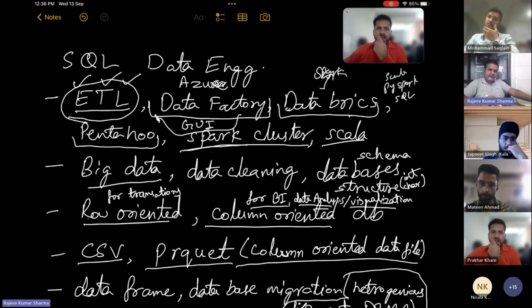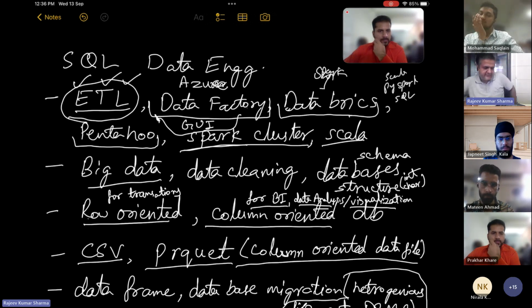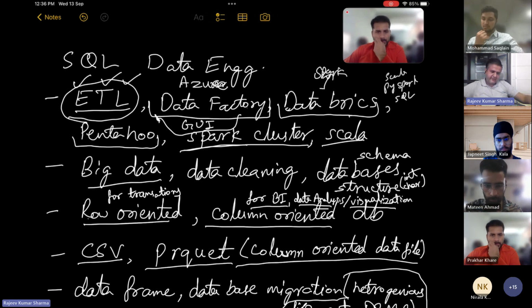Now you understood the whole terminology here: what ETL is, what Data Factory is, what Databricks is, what GUI is. Could any one of you write down these terminologies I told you to Google in the chat itself, so that others can also benefit. Write out Data Factory, Databricks, Spark cluster. You need to search on Google for these things.